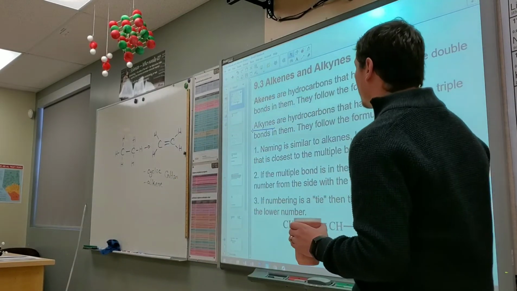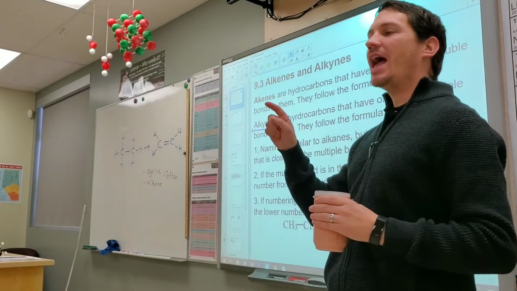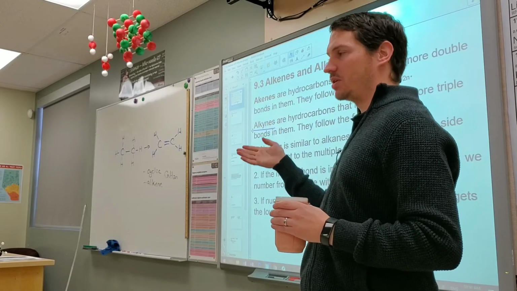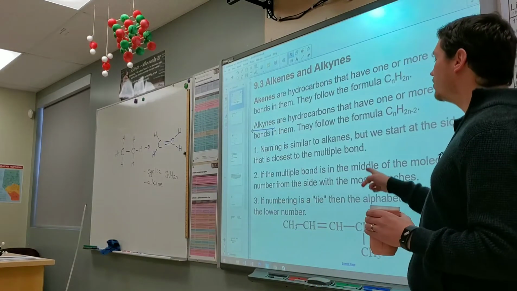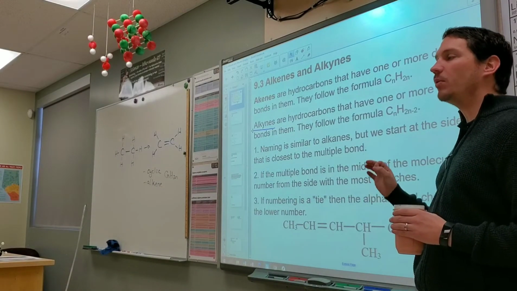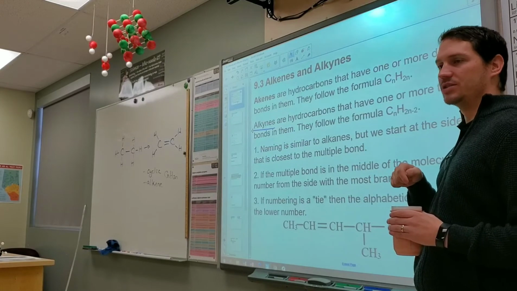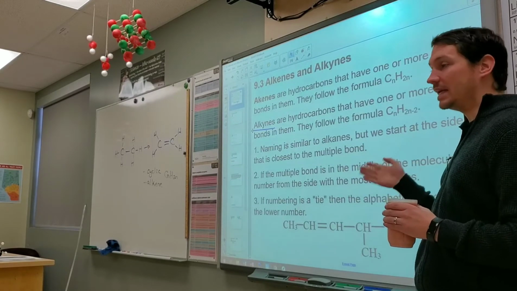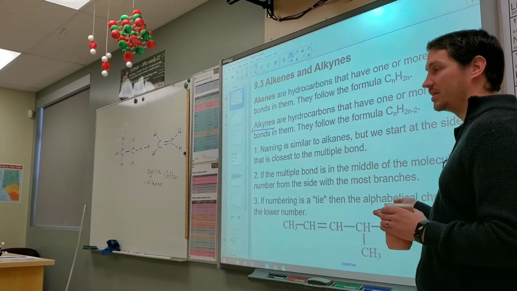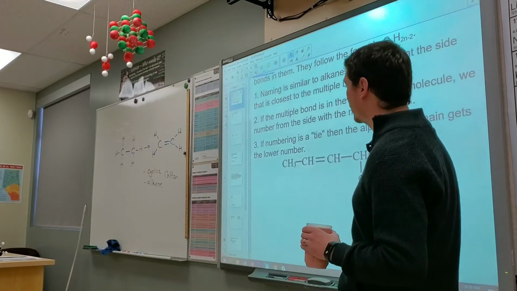Naming is similar to alkanes. It's the exact same thing, except instead of adding up all the branches and seeing what adds up to the lowest number, all we do is we start at the end that's closest to the multiple bond. The multiple bond has a higher priority than the branches do. Because we had a decision, we could either number based on branches, or based on double bonds, and we're just choosing to use double bonds as the higher priority.